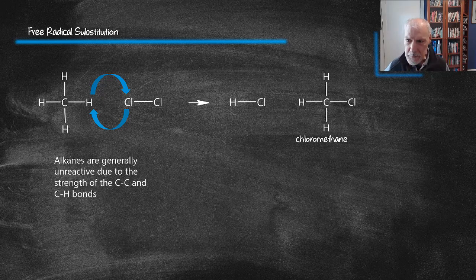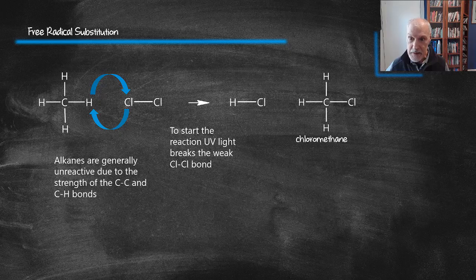Alkanes are generally unreactive. The main reason they're unreactive is the very strong bonds that are present, carbon-carbon in larger alkanes and carbon-hydrogen bonds as well. The weak bond that exists here is the chlorine to chlorine, and it's possible with UV light that you can break that bond, and that's how this reaction is started. So one of the important things in this reaction is the condition that's needed to get the reaction started. I place that condition above the reacting arrow.